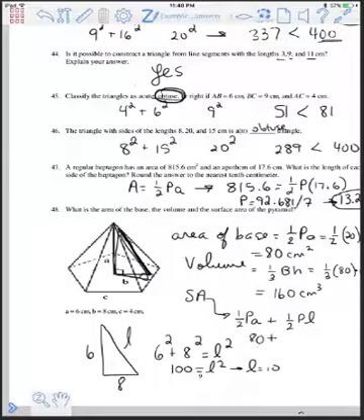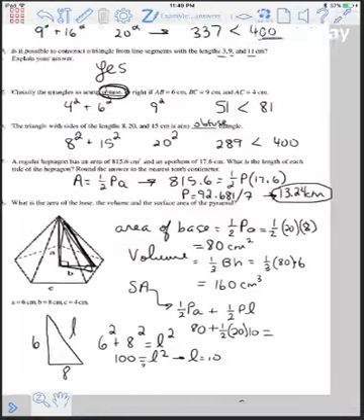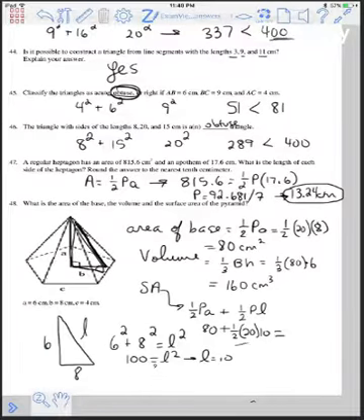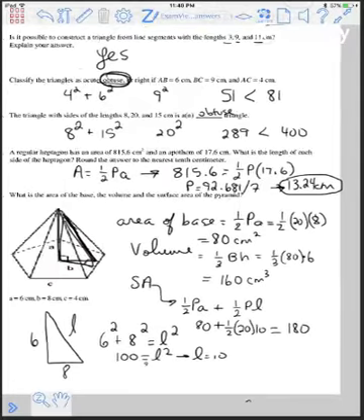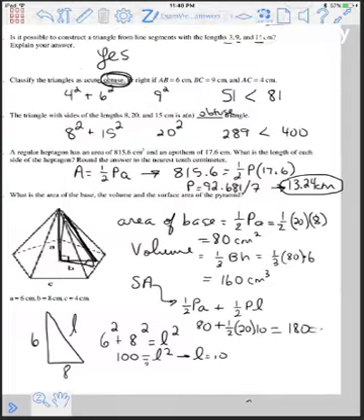And then 1/2 times the perimeter, which was 20, times the slant height, which is 10. 1/2 of 20 right here is 10. 10 times 10 is 100. 100 plus 80 is 180. And since this is an area, not a volume, it's square centimeters.